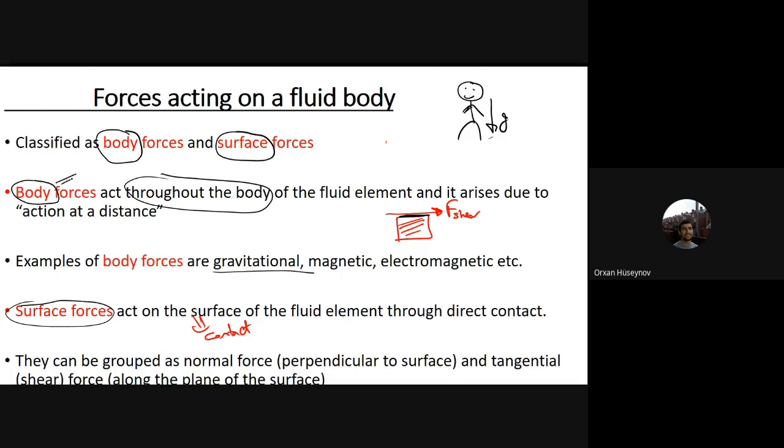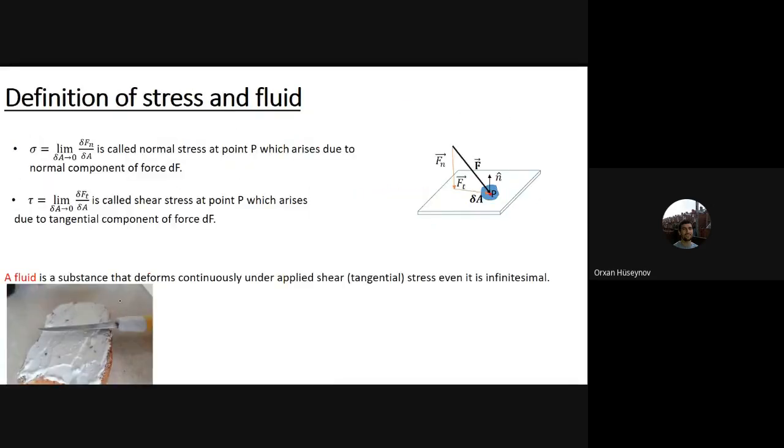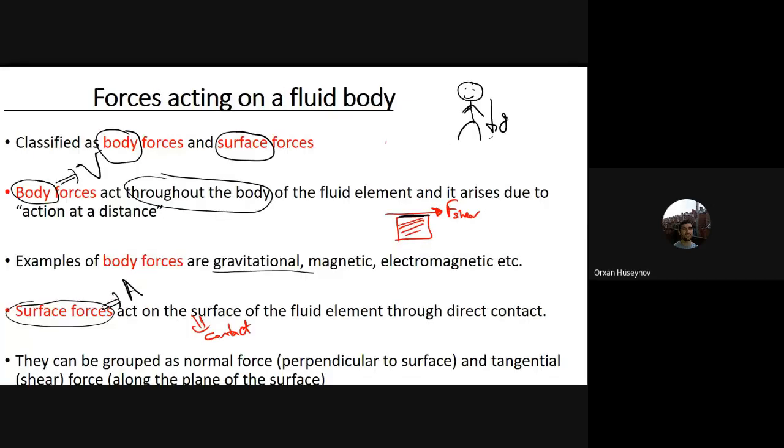And body forces, these forces are proportional to volume because they act on all points of the body, but the surface forces are proportional to the area. Or body forces are proportional to mass. For example, gravitational force, which is mg. But the surface forces are proportional to the overall surface area of the material.